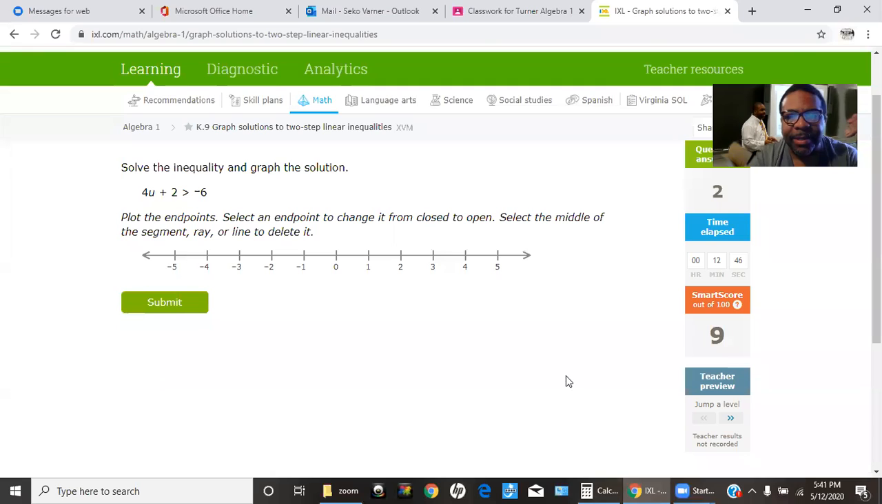All right, it's time to do K9 on IXL. K9, kind of like the dog. We're going to do K9 on IXL, okay? So let's go. All right, so I'm going to jump in. I've done a couple of problems already. I did 2 problems. I have 9 points. Hopefully you'll do a lot better than me.